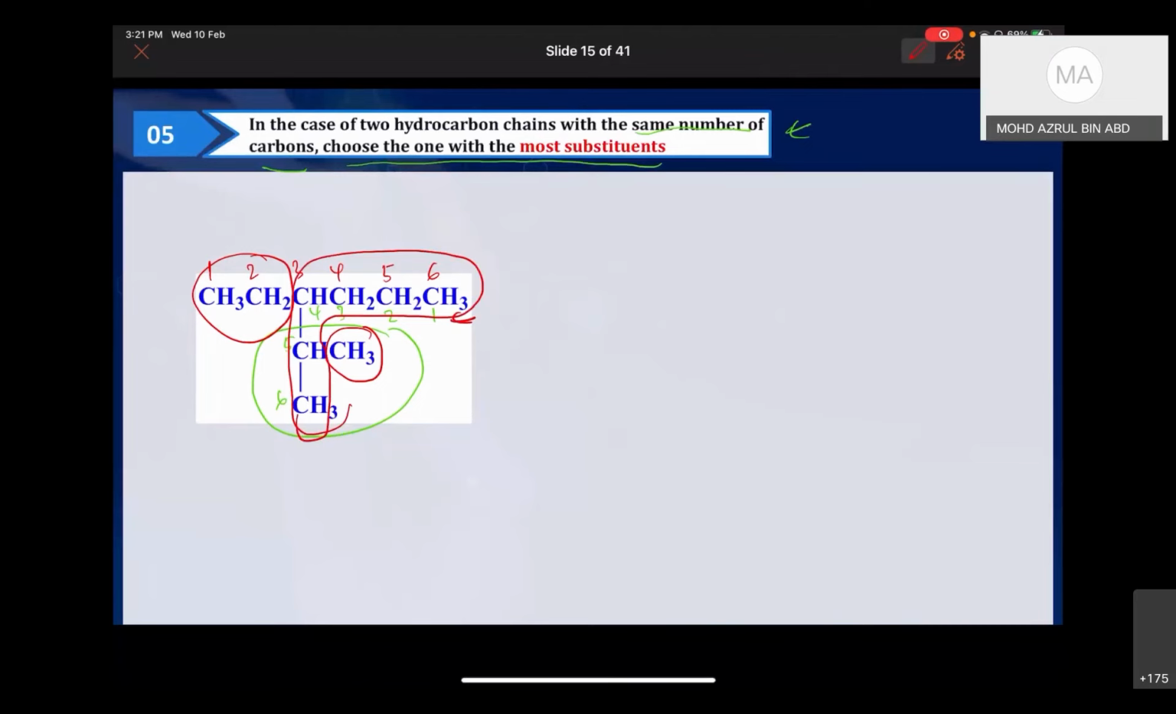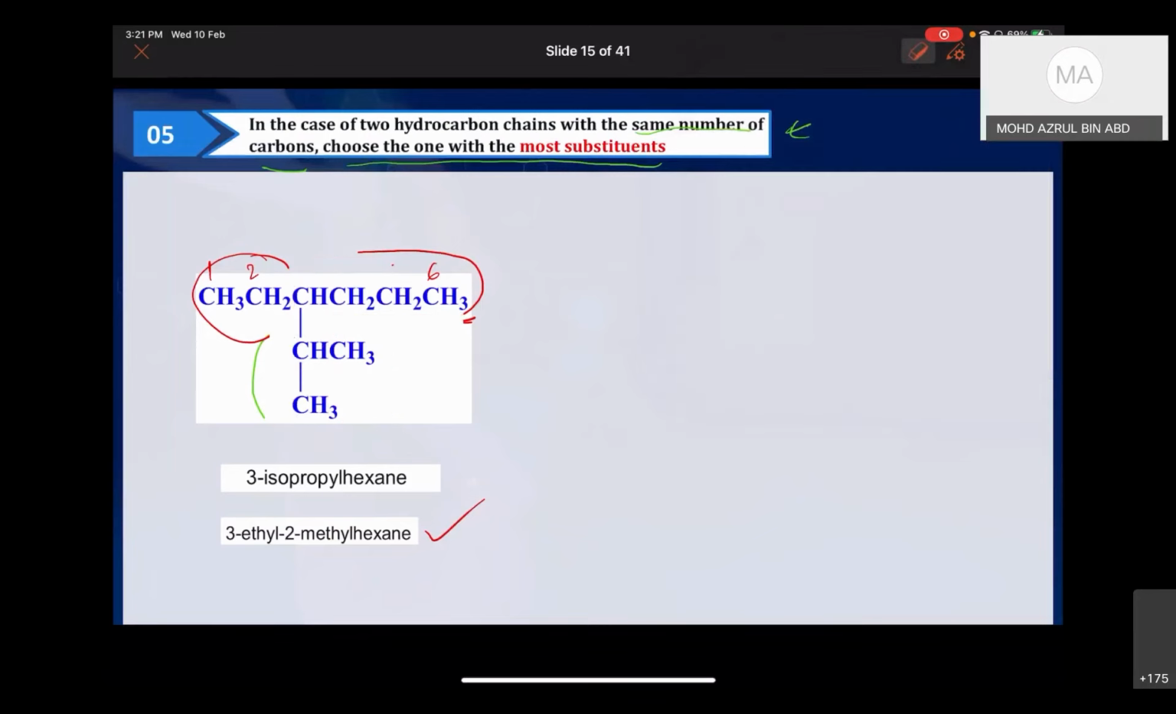Okay, so which means 6, hexane. So dia punya nama hexane. So this is the name of this compound, 3-ethyl 2-methyl hexane. It means that at carbon number 1, 2, 3, 4, 5, and 6, at carbon number 3 we have ethyl, and at carbon number 2 we have methyl. That's why we call it ethyl methyl hexane.